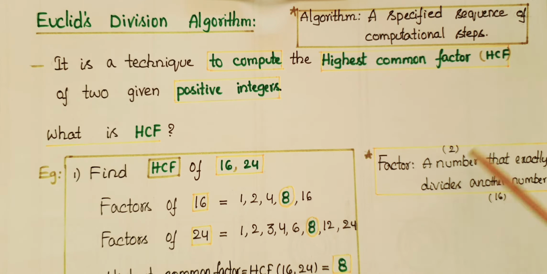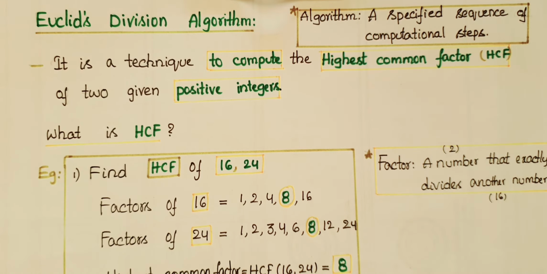We know that a factor is a number that exactly divides another number. So here all these numbers exactly divide 16. So these are factors of 16, and factors of 24 are 1, 2, 3, 4, 6, 8, 12 and 24. If you observe these factors, 2 is common, 4 is common, 8 is also common. But here we want to find highest common factor. So highest common factor of these two numbers is 8.